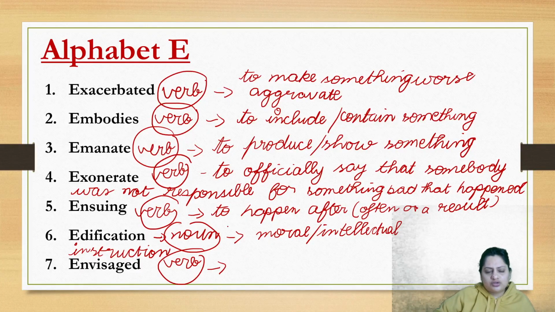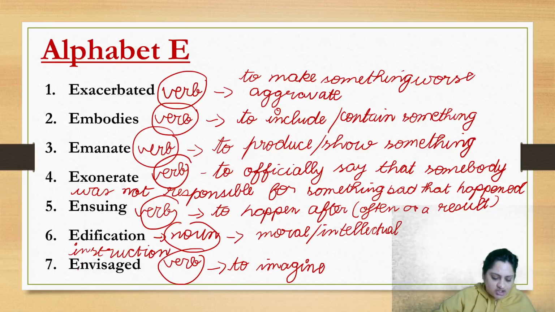Envisage is a verb meaning to think of something, guys, as being possible in the future. Basically from the vision, I want you to remember this, to imagine that this might be true in the future. किसी चीज की कल्पना करना कि फ्यूचर में ये पॉसिबल है.